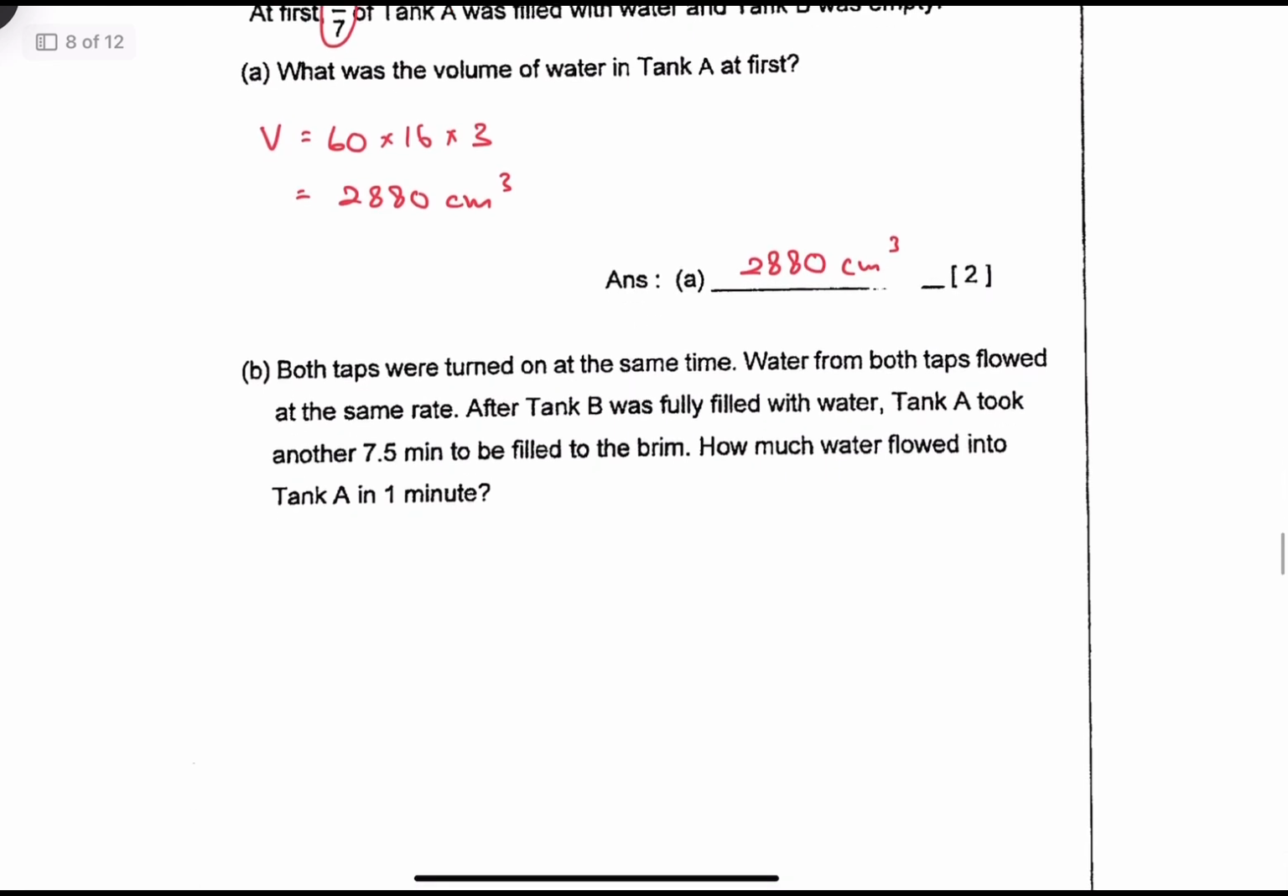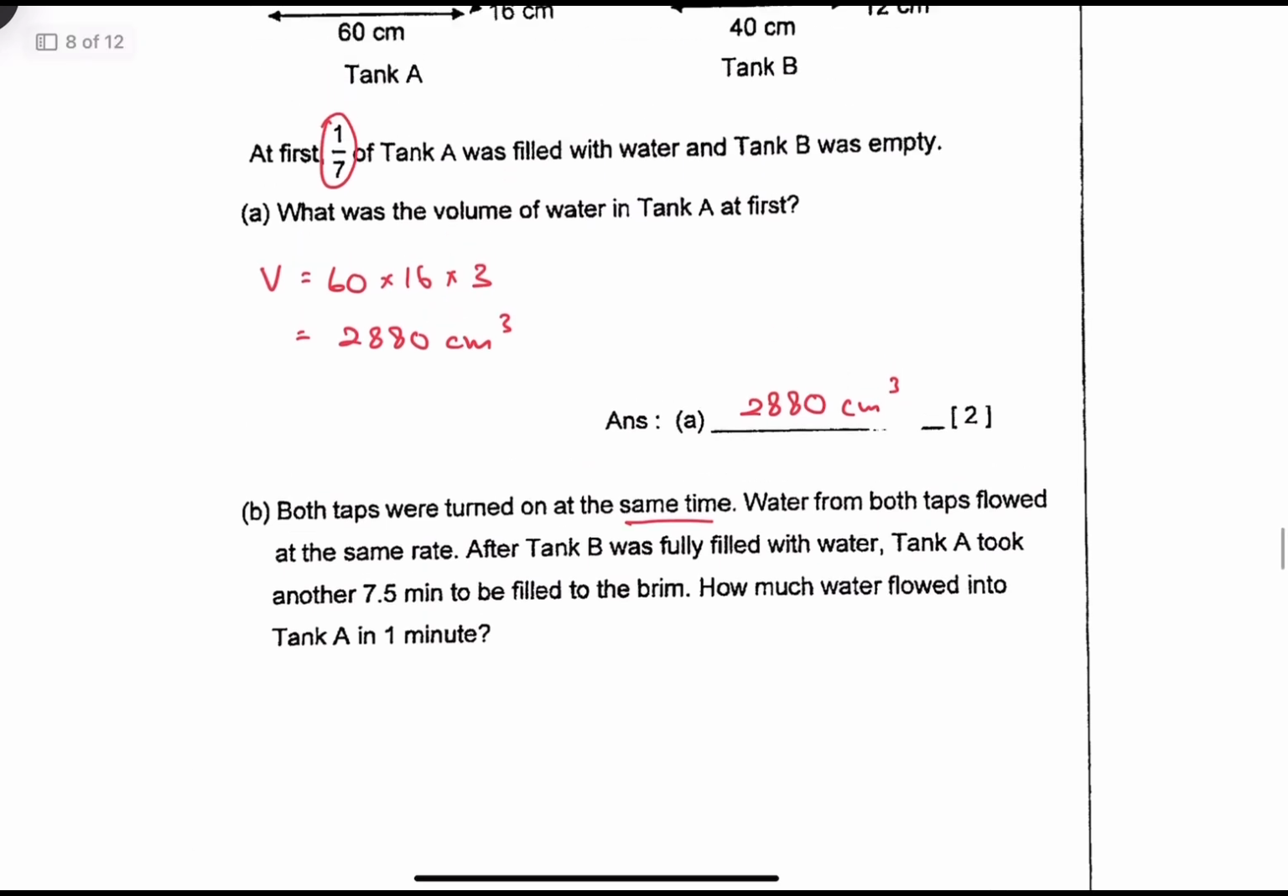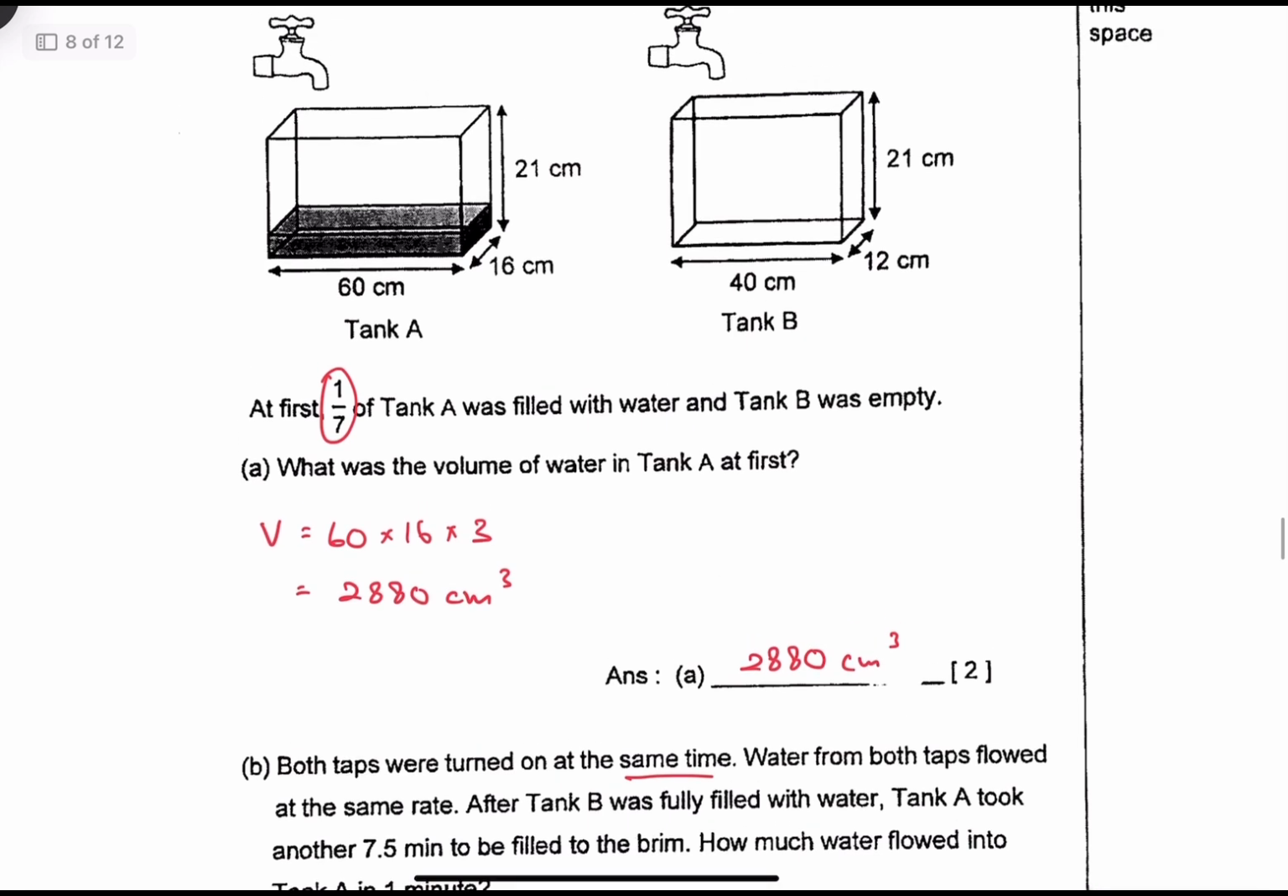So there are quite a lot of things to take note of. First, they say both taps were on at the same time, and water flows at the same rate. After tank B was fully filled with water, tank A took another 7.5 minutes to be filled. Which also means that with the original amount of water inside tank A, it filled up with the same capacity as tank B and still had 7.5 minutes left before it finished filling up tank A.